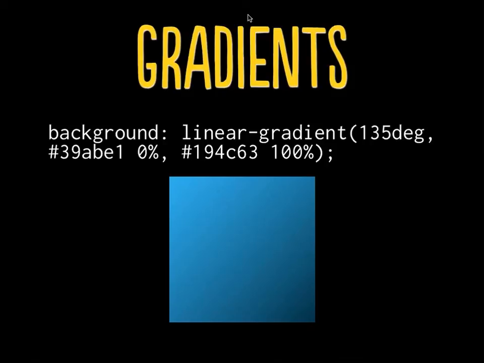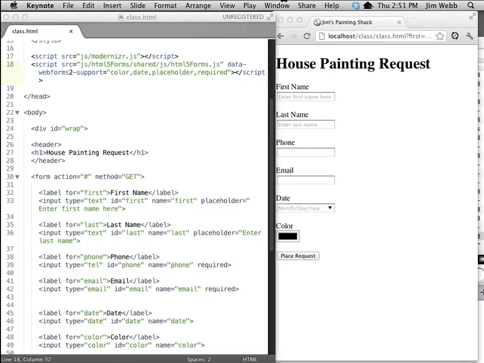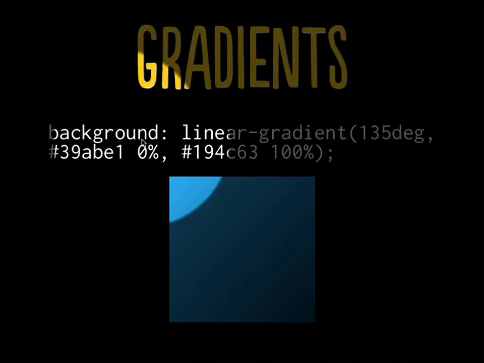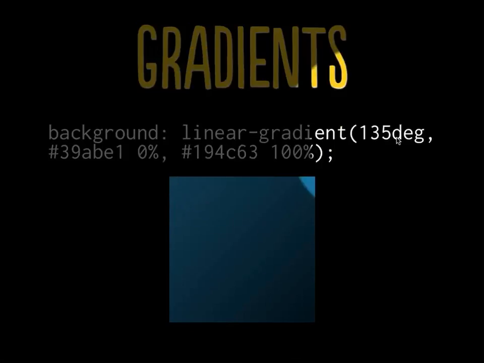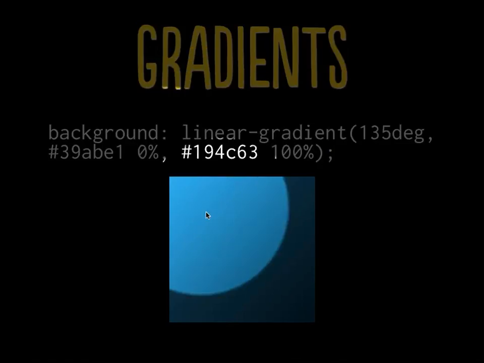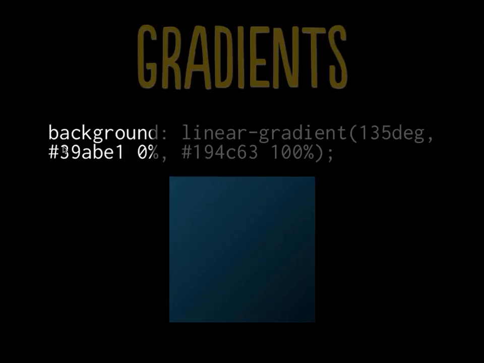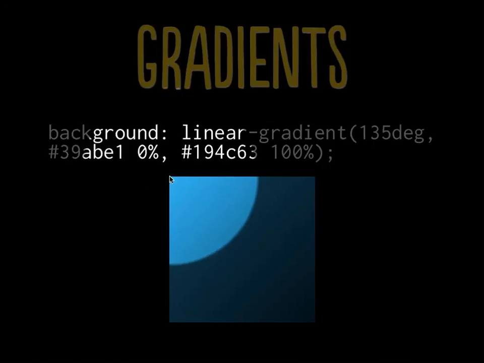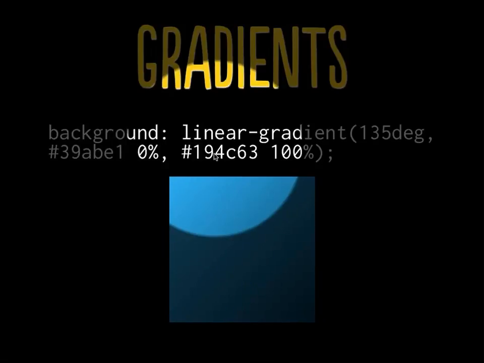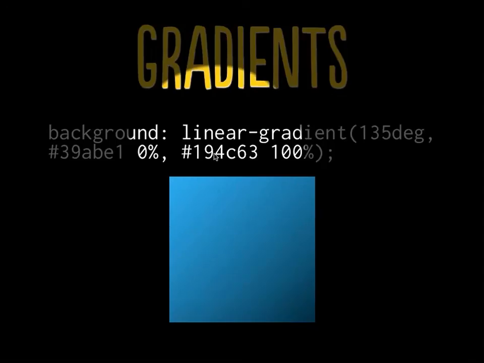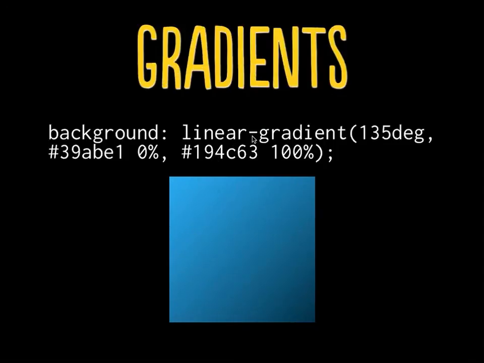The way this particular gradient is working here, in this example, is that we're saying it's a linear gradient, not a radial one. It's going at 135 degrees. That's the angle. It's going from here down to there. It starts off with this color. This is a hex color at the 0% mark. So there is 0%, there is 100%. That's the beginning, that's the end. And that's what it is at the beginning, and that's what it is at the end. That's how this property works.